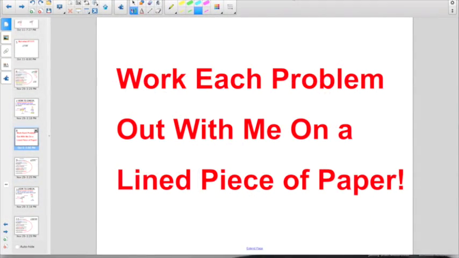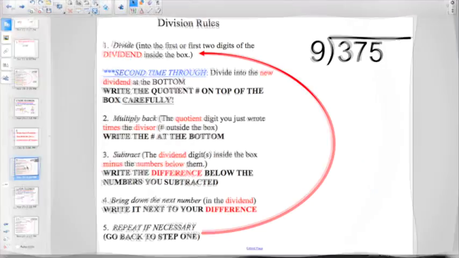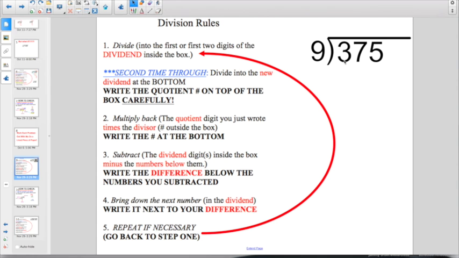All right, here it comes now. Don't panic, but I'm going to want you to take out your paper and work out each problem with me on a lined piece of paper, and I will tell you this right now. You want to write as neat as humanly possible. 99.9% of division mistakes is because people are writing too messy. So let's go ahead and write this down on our paper.